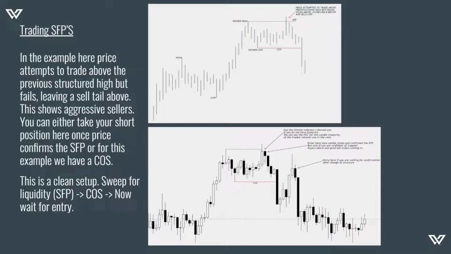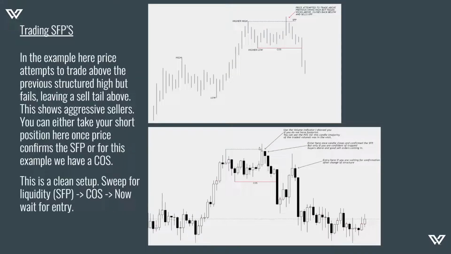for this example, we do have a change of structure. So we have high, low, high, high, high, low, change of structure, SFP. Price attempted to trade above the previous swing high but failed. It wicks above, closes back below and sells off. And this is a really nice setup: SFP into a break of structure, impulsive move down, demand here.